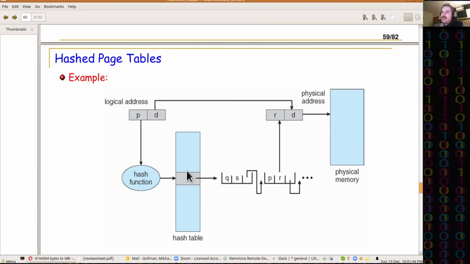So by constraining the size of our hash table, we can limit how much contiguous memory we need in order to store the page table. Okay, so that is basically the idea.